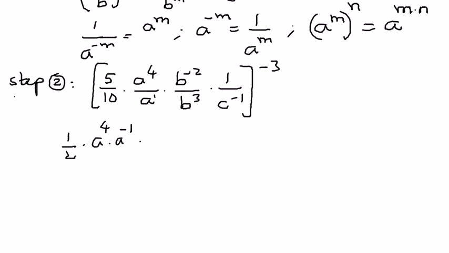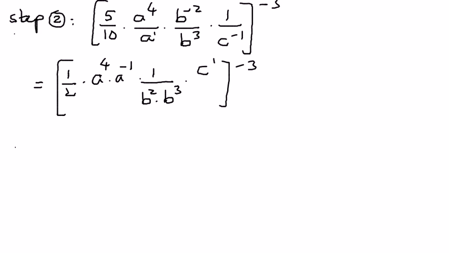And then similarly, I can write the b term. Since in the numerator I have b to the power of -2, I'll bring it to the denominator and write it out like this: b to the power of +2 times b to the power of +3. And then since c is in the denominator with a negative exponent, I'll bring it up to the numerator and write it out as a positive exponent. And therefore, we have written down all the terms as positive terms inside the brackets. So now we will simplify this some more. When we simplify this some more, this is what we're going to get: 1/2 a to the power of 4 minus 1.